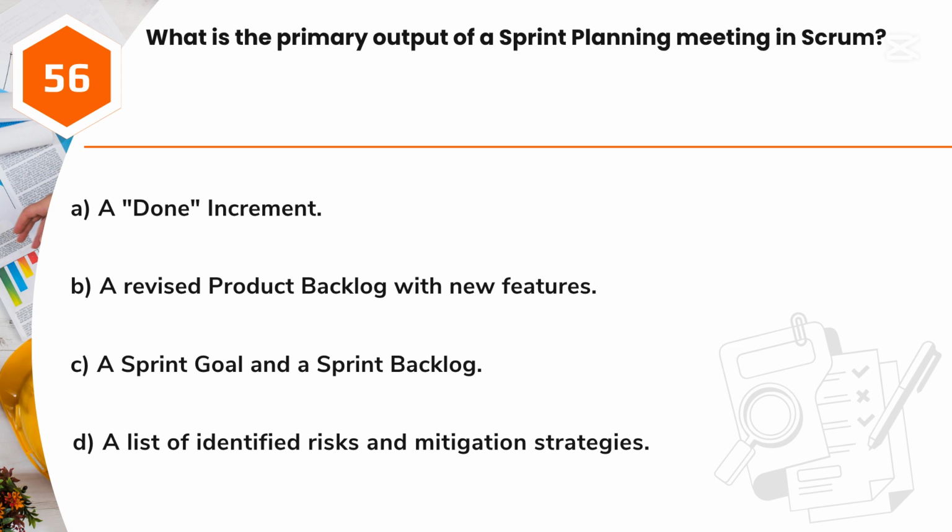Question 56. What is the primary output of a sprint planning meeting in Scrum? A. A done increment. B. A revised product backlog with new features. C. A sprint goal and a sprint backlog. D. A list of identified risks and mitigation strategies.